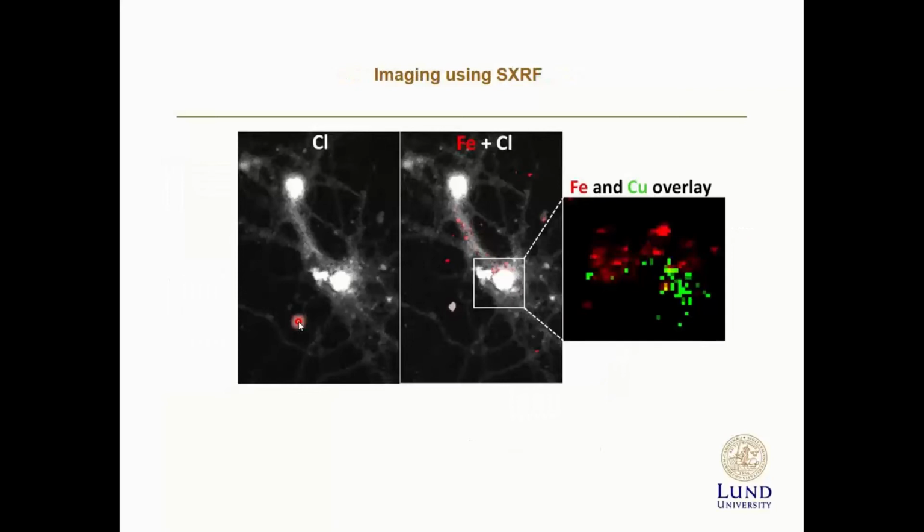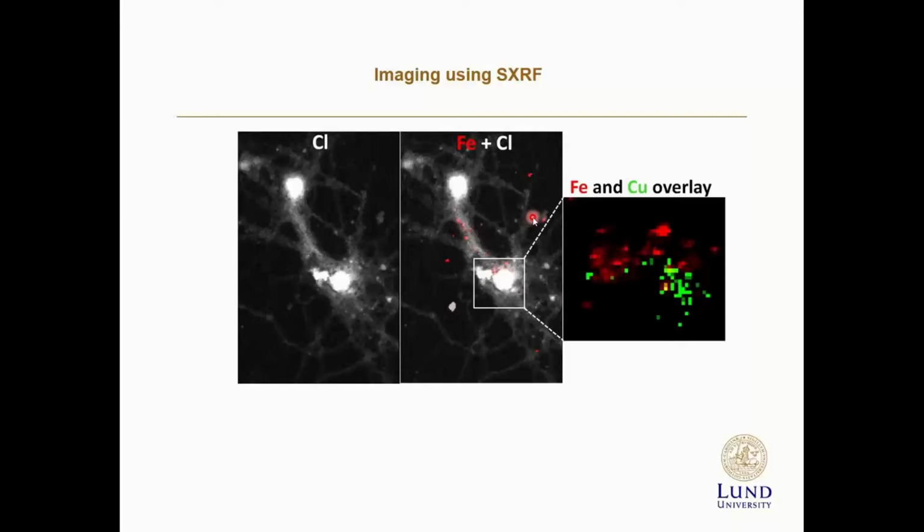This is an example of how elements in neurons can be detected. Red dots are iron, and white is chlorine. Since neurons were grown in a medium which contains sodium chloride, we could see that chlorine is present in and makes neurons visible. So we use this image to see where in the neuron, for example, iron or copper is. So why did we select iron and copper?